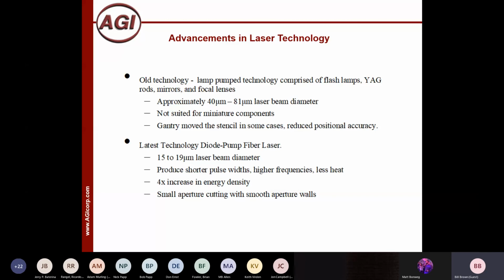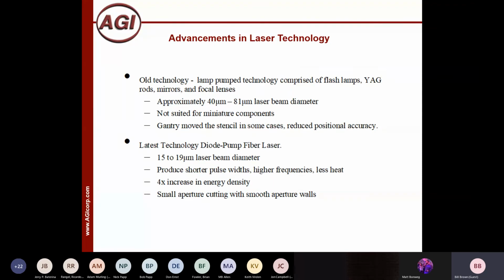So outside of that, once you get your stencil designed, how does it get cut? Laser technology has advanced over the last 10 years. It's much better than it was 10 years ago. Back in the old days, they had the old YAG lasers, and they had 40 to 81 micron laser beam diameters. So it was very rudimentary cutting. And what happened in those days, after you cut the apertures, stencils had to be electropolished because there were so many burrs and things left in the aperture wall. And it really created problems.